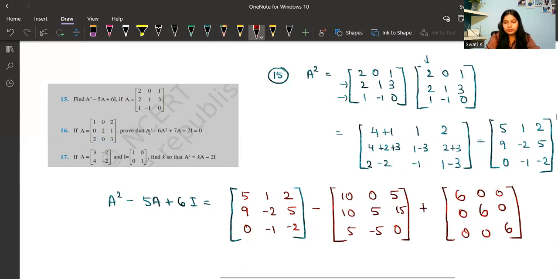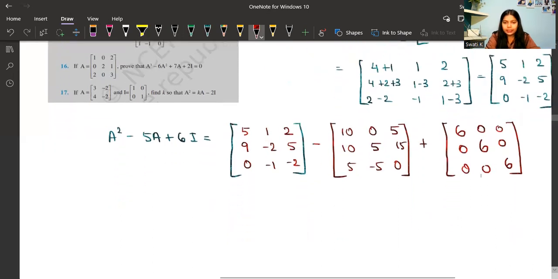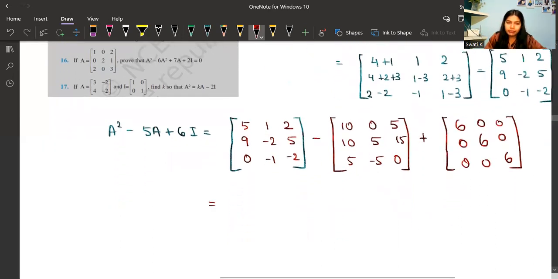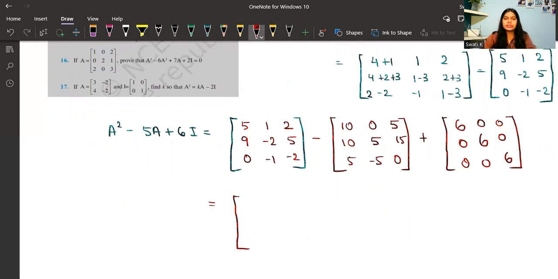Now this is very simple. We just need to simplify this. So let's simplify it quickly and get the answer for A square minus 5A plus 6I. 5 minus 10, I'm just doing it directly. So 5 minus 10 is minus 5, and minus 5 plus 6, right? So this minus this plus this. Let me remove this, otherwise it looks like an equal sign. So 5 minus 10 is minus 5 plus 6 is 1.